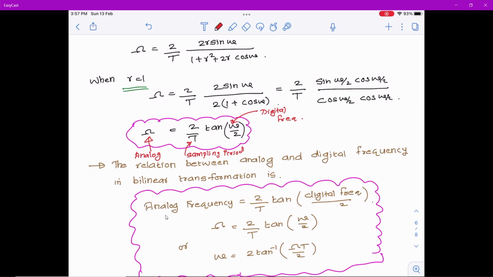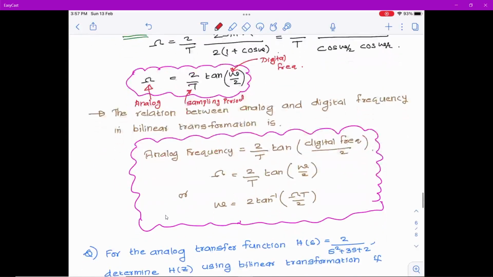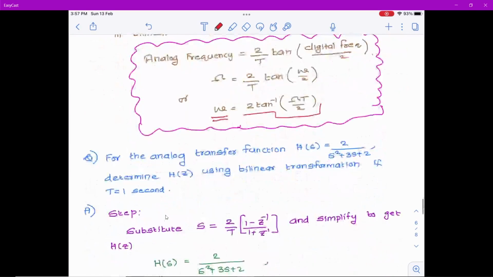This is the relation between analog frequency and digital frequency while doing the bilinear transformation. This is given in the next statement. So you see, the analog frequency is 2 by T tan of digital frequency by 2. Or you can write the digital frequency is 2 into tan inverse of analog frequency into sampling period by 2. Okay, that's all.